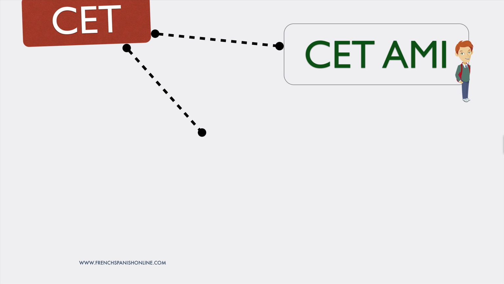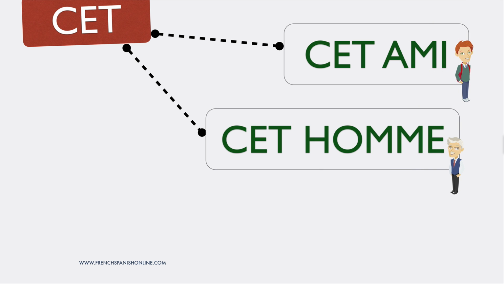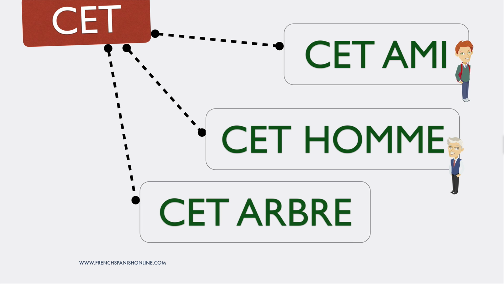Another example, this time with the mute H. Why mute? Because there is a connection between the two words, so cet homme, here again there is a liaison, cet homme. And finally, cet arbre, arbre starts with a vowel and is masculine, so this tree or that tree is cet arbre in French. This is the second word, cet. It is what you hear with the connection.